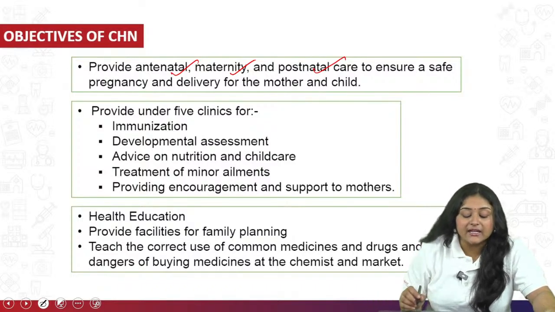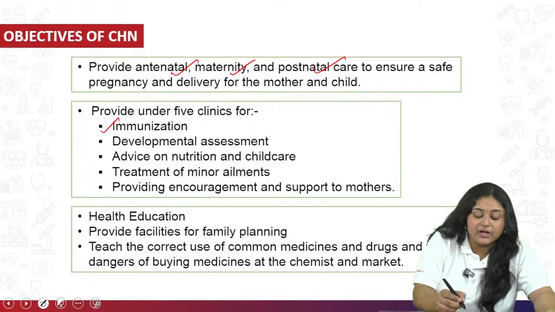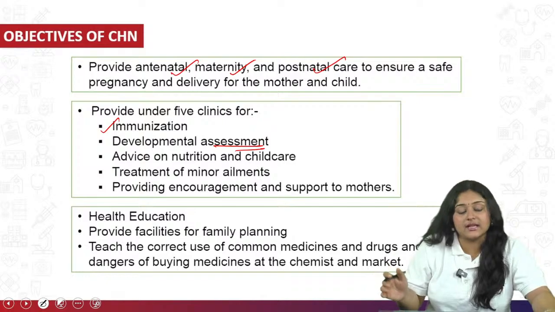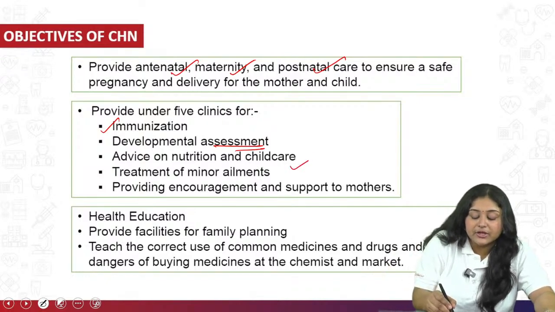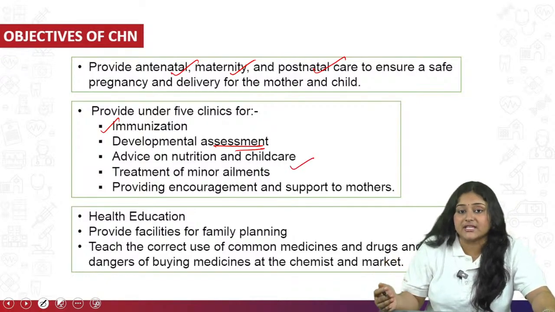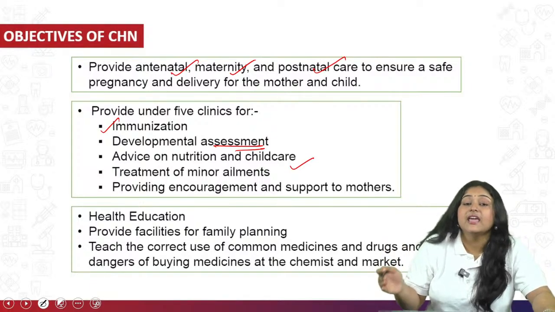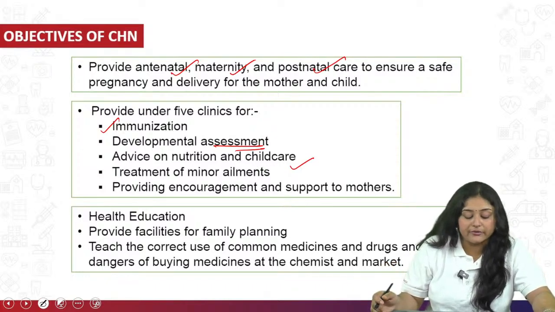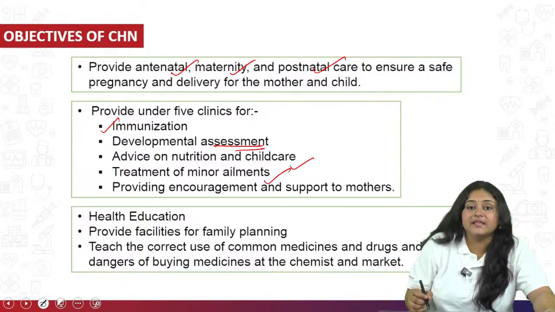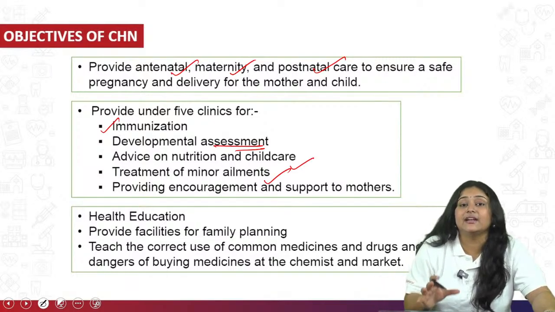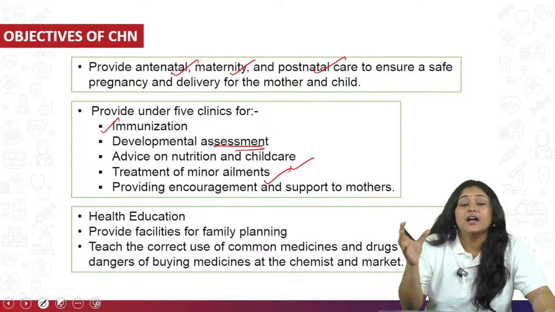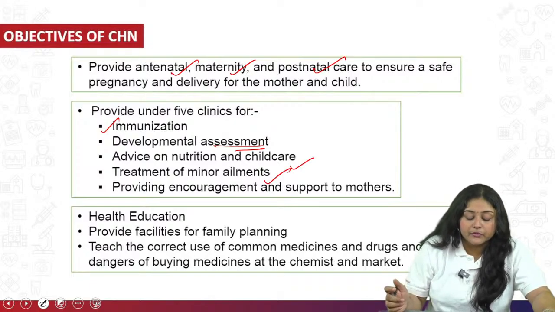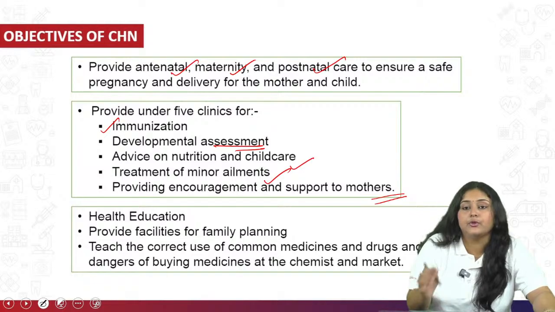Provide under 5 clinics for immunization and developmental assessment, especially for newborn babies, motor development as well as gross motor development, and advice on nutrition and child care like exclusive breastfeeding. What are the components of breastfeeding? If the baby is not able to suck properly, then only we have to go for bottle feeding. Then treatment of minor ailments like papilloma rash, any kind of allergies, or napkin rash if it is present for the baby, means that we have to take care, and providing encouragement as well as support to the mother.